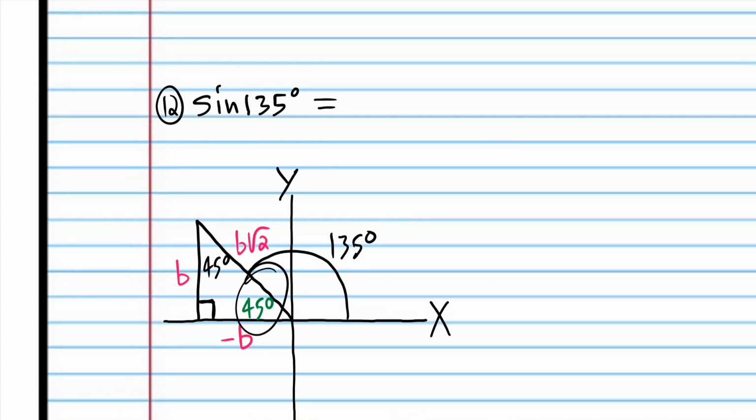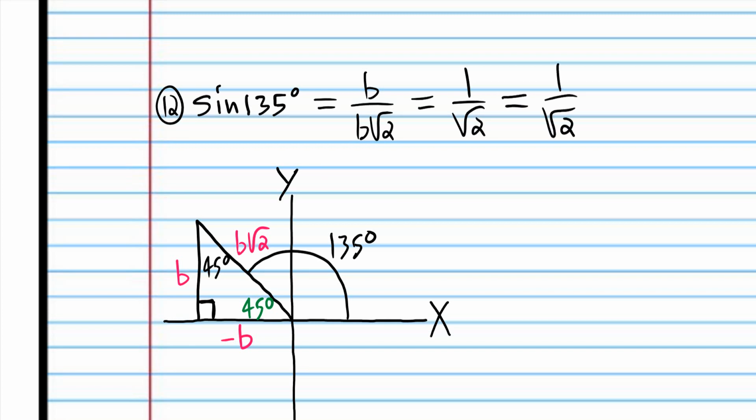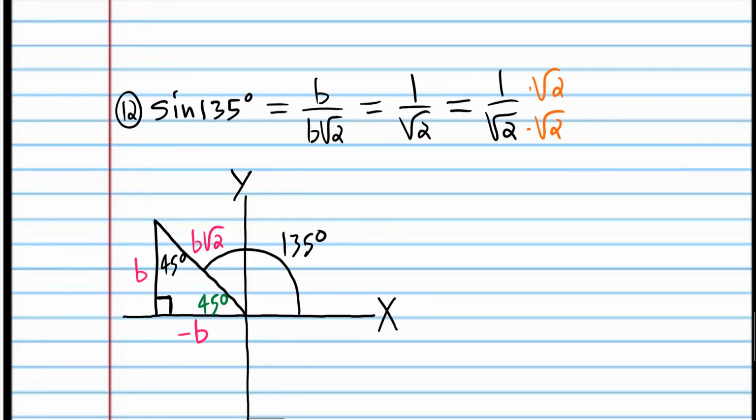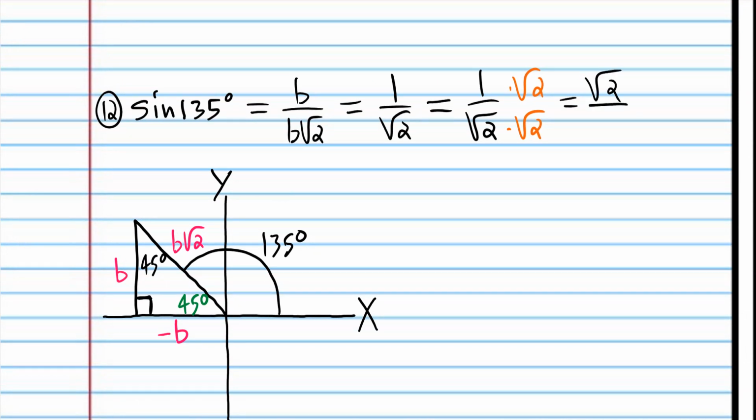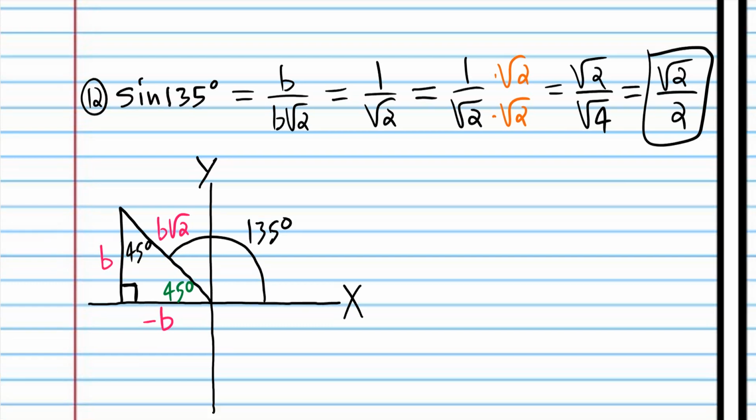So now we use the reference angle to calculate sine 135 degrees. So sine is the side opposite the reference angle divided by the hypotenuse. The b's cancel out. And then of course we have to rationalize the denominator. And then we get root 2 over root 4, which is root 2 over 2. So if you got that right, very good. Excellent.